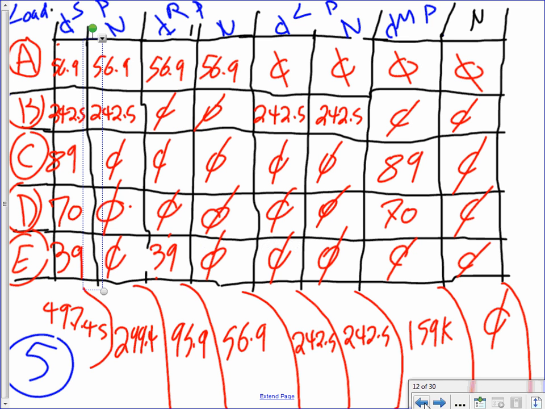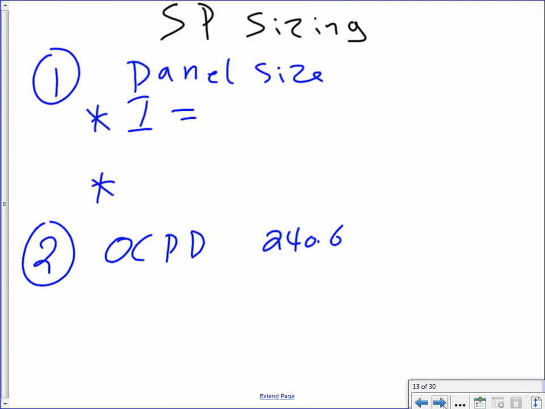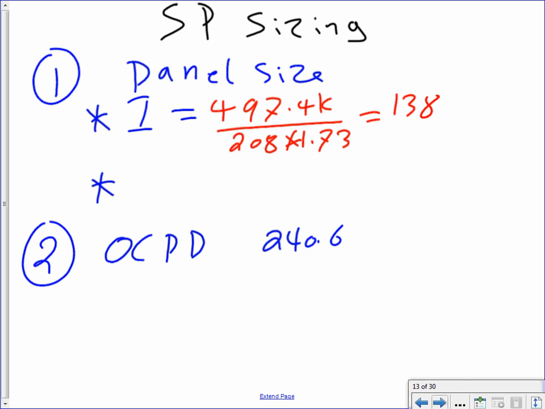For my service panel, I want to bring to your attention, guys, if you go back, for the phases, the service panel load was 497.4 kVA. So let's go get this number. 497.4 K, divide this by 208 times 1.73. Everybody knows why I said 1.73. That will get you 1,383 amps. That's how much amp your main panel is going to be sized for.